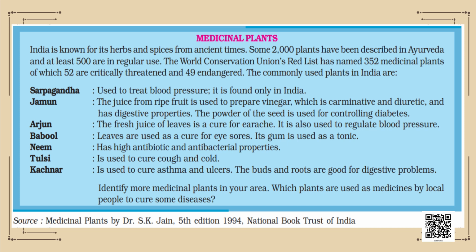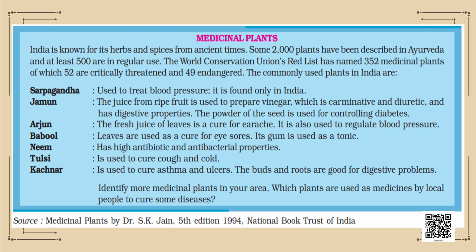The next one is Jamun. The juice from ripe fruit is used to prepare vinegar, which is carminative and diuretic and has digestive properties. The powder of the seed is used for controlling diabetes. Next we have Arjun. The fresh juice of leaves is a cure for earache. It is also used to regulate blood pressure.